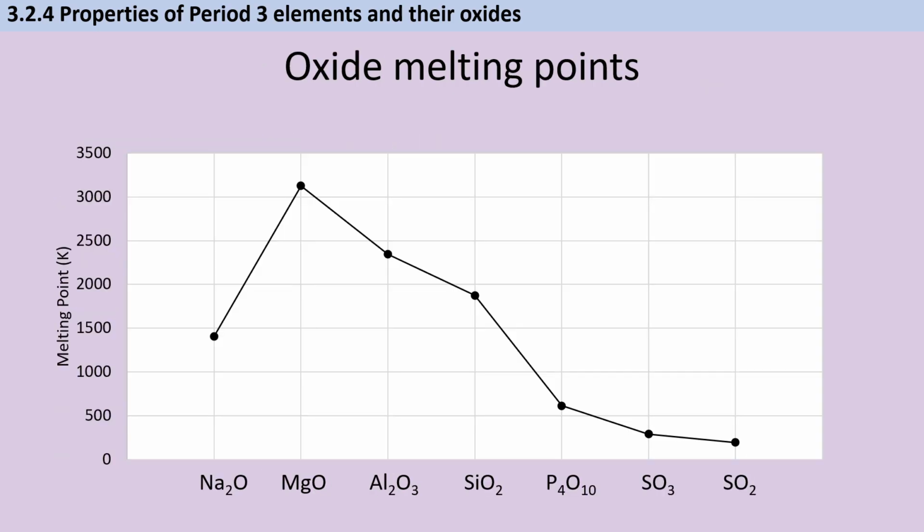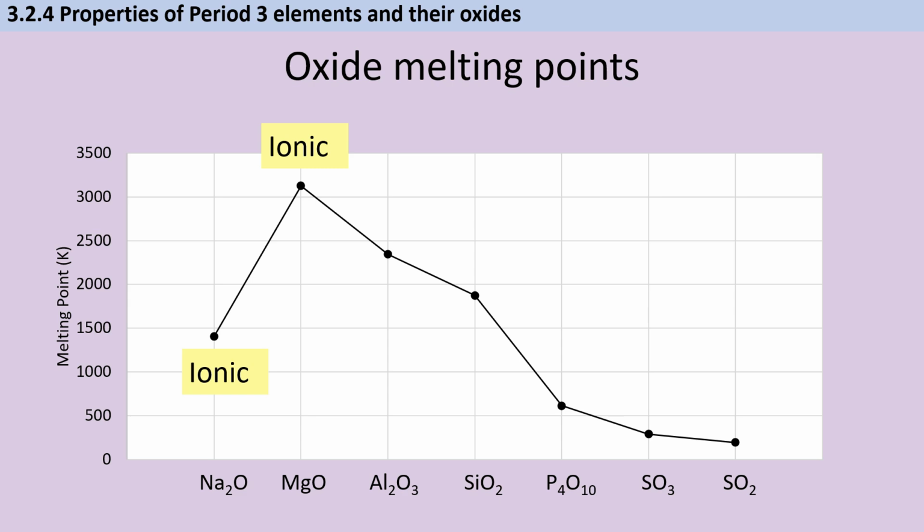We discussed the importance of structure and bonding for explaining the melting points of the period 3 elements, and that's also true when we think about their oxides. Sodium oxide is ionic and therefore has a relatively high melting point because it takes a lot of energy to overcome that strong electrostatic force of attraction between the positive sodium ions and the negative oxide ions. Magnesium oxide is also ionic, but it has a higher melting point due to the increased charge density of the Mg2+ ions, which are able to more strongly attract the oxide ions, and therefore it requires more energy to overcome that attraction and melt the lattice.